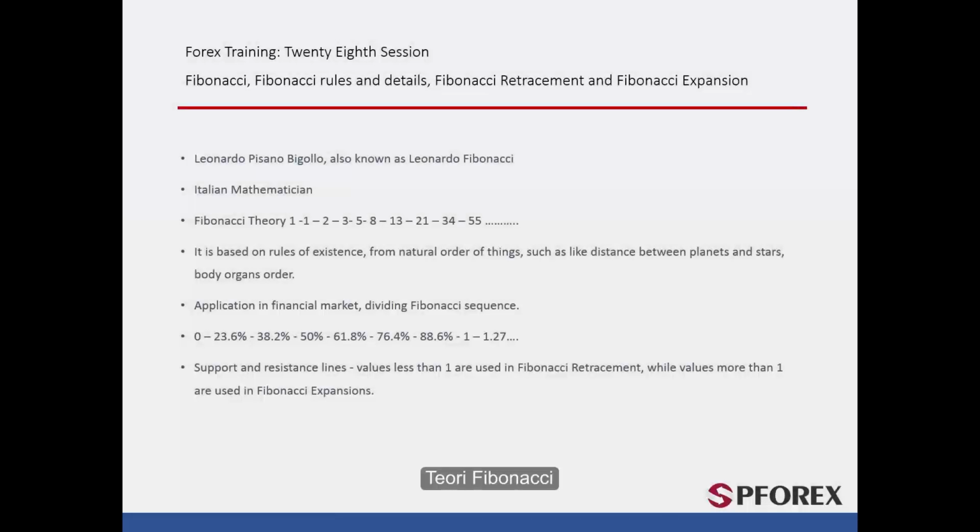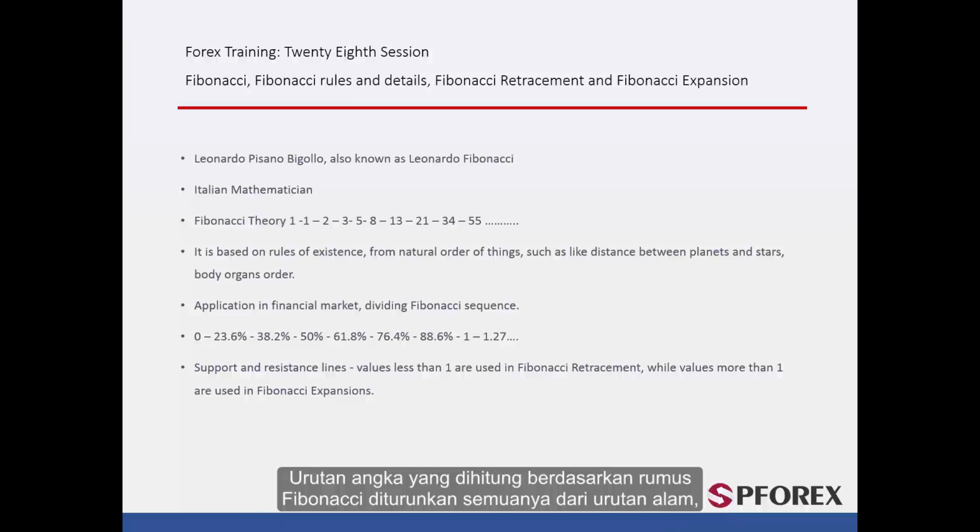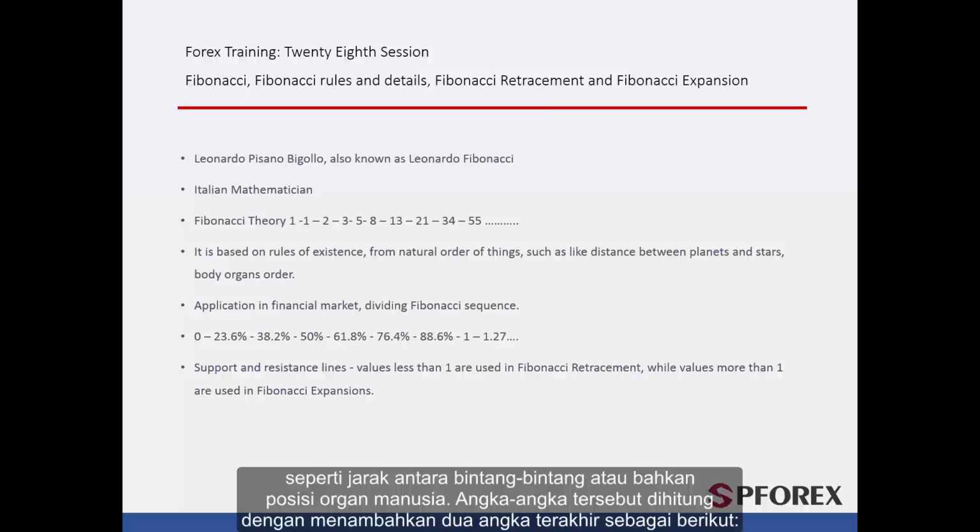Fibonacci theory. Leonardo Pisano Bigolo, also known as Leonardo Fibonacci, an Italian mathematician, proposed his theory on population growth rate formula. The sequence of numbers, which was calculated by the Fibonacci formula, is derived from all natural orders, such as distances between stars, or even position of human organs.